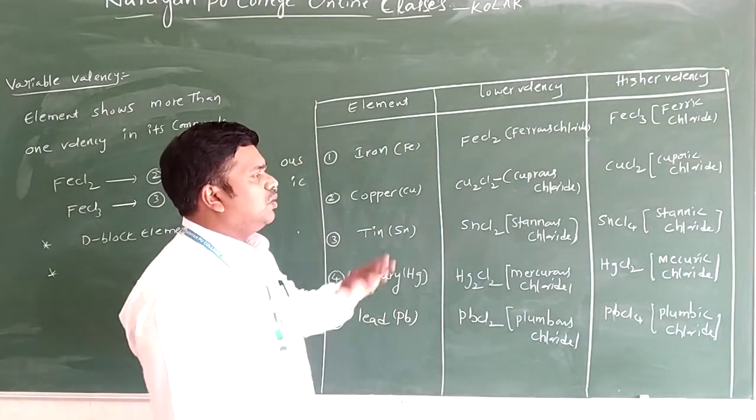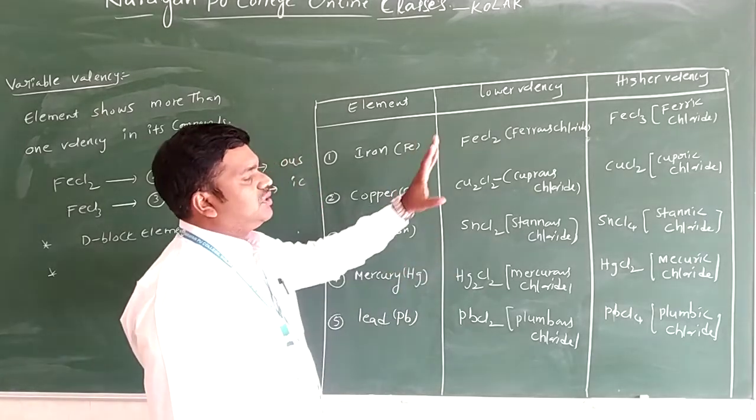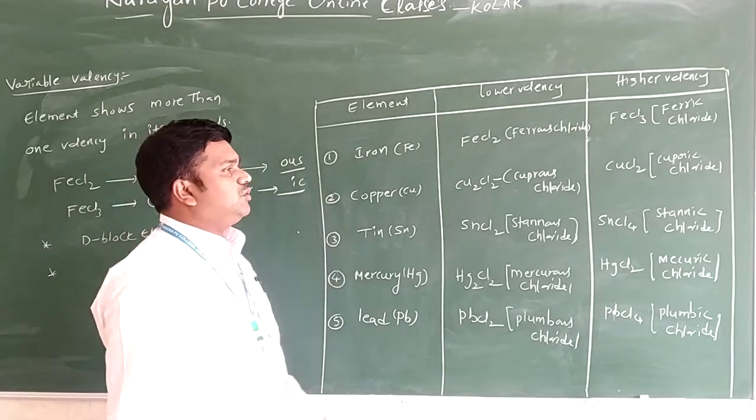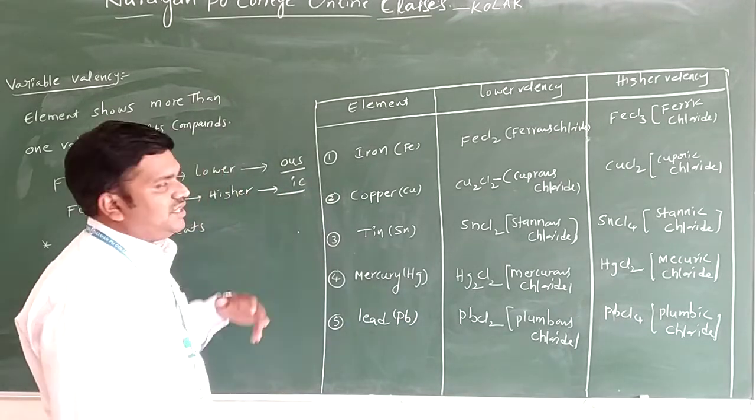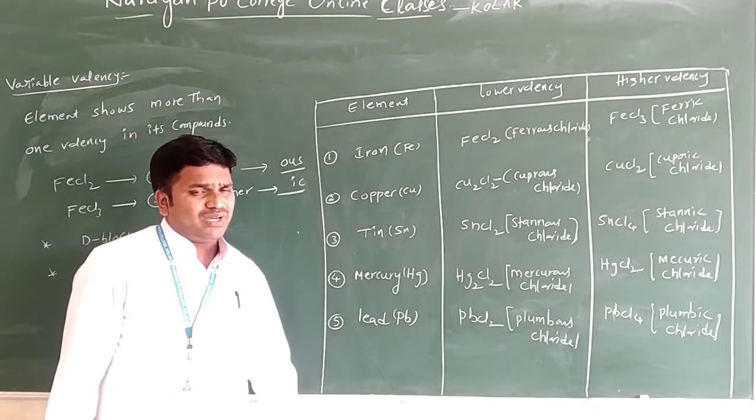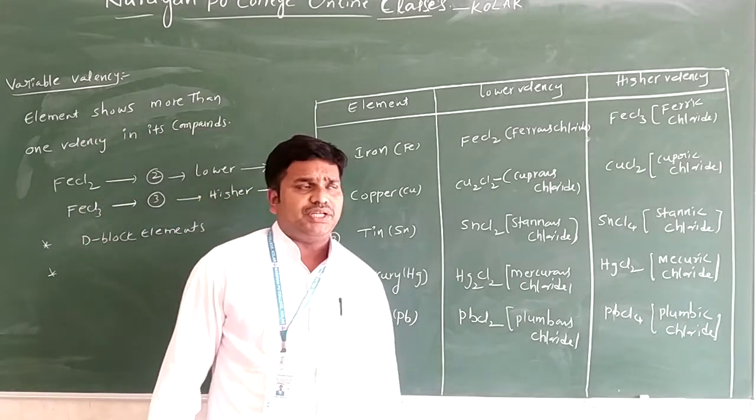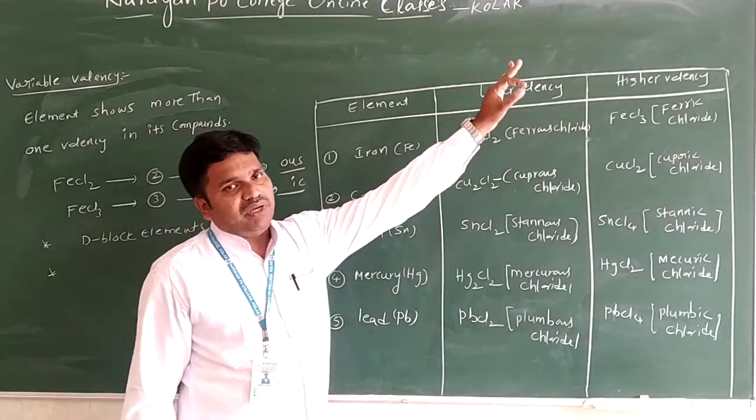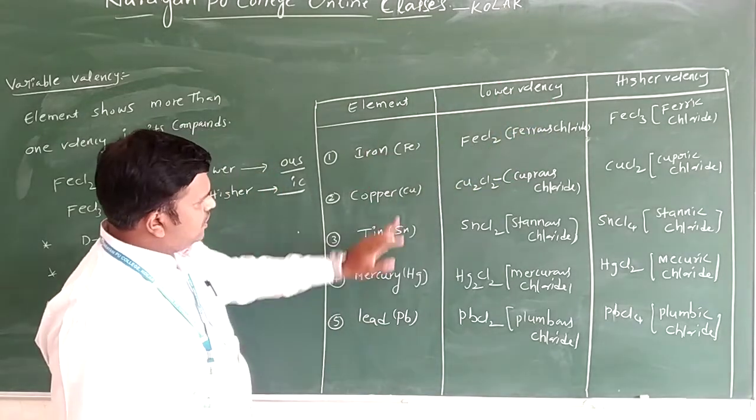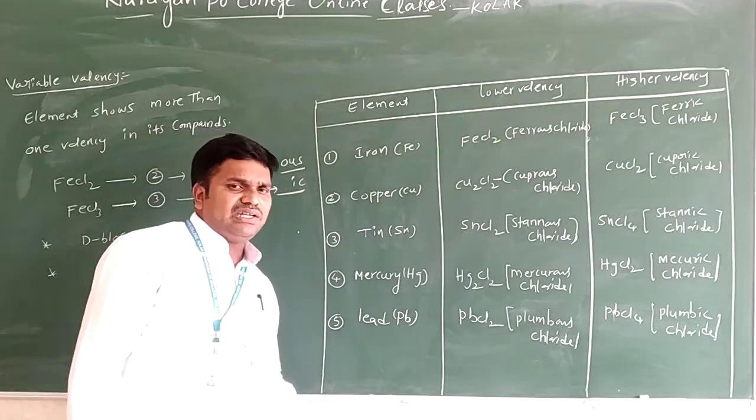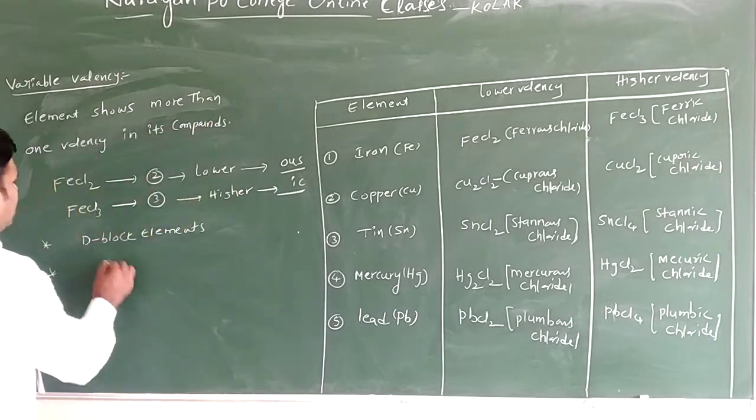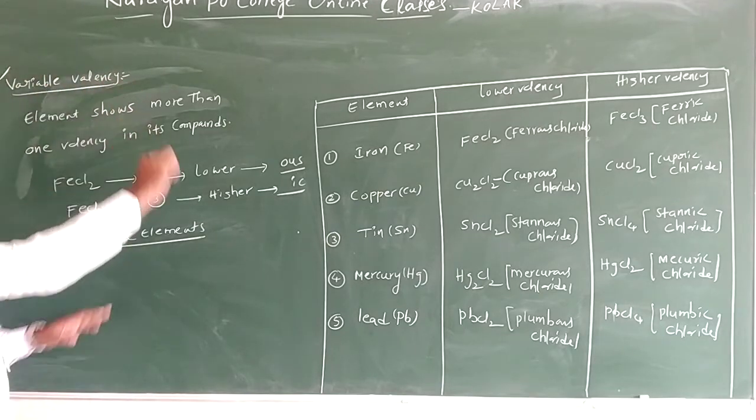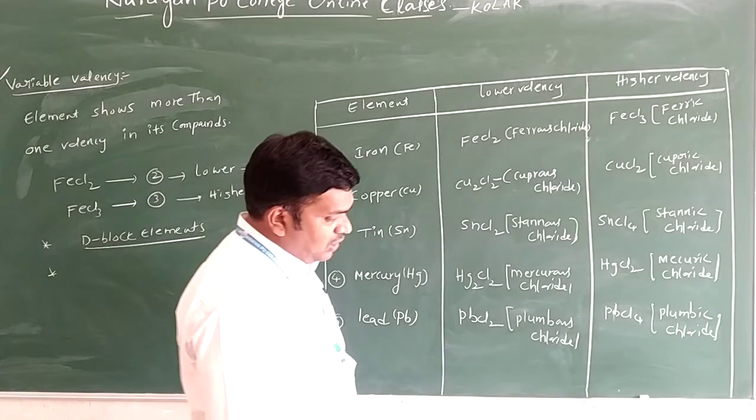In all these examples, the element shows more than one valency. If you observe a compound like this, whether it is higher valency or lower valency, we can add the suffixes -ous and -ic. We can take silver also: argentous chloride or argentic chloride. This is regarding variable valence, with a lower valence and a higher valency. All these elements, iron, copper, tin, mercury, lead, and silver, come under d-block elements only. The elements that mainly show variable valency are d-block elements.